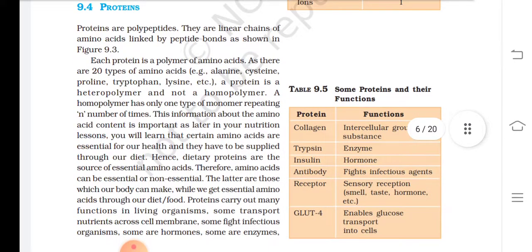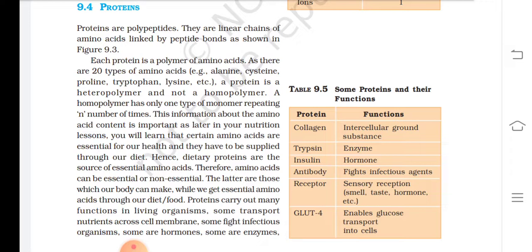9.4 Proteins are polypeptides. They are linear chains of amino acids linked by peptide bonds, as shown in the figure. Each protein is a polymer of amino acids, as there are 20 types of amino acids. Examples: alanine, cysteine, proline, tryptophan, lysine, etc. A protein is a heteropolymer and not a homopolymer. A homopolymer has only one type of monomer, repeating n number of times. This information about the amino acid content is important, as later in your nutrition lesson you will learn that certain amino acids are essential for our health and they have to be supplied through our diet. Hence, dietary proteins are the source of essential amino acids.